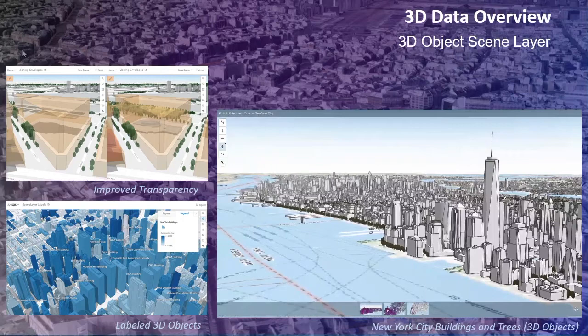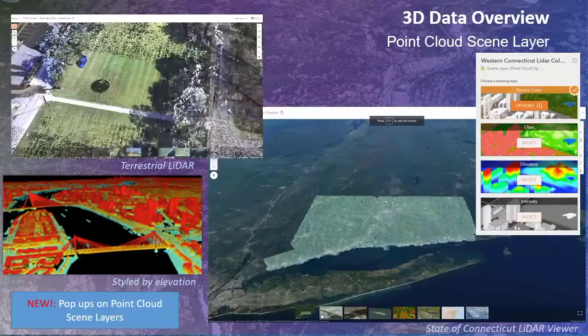Labels for 3D objects is relatively new, as well as different kinds of visualization styles. We have also recently improved transparencies, where you can see, we call it order independent transparency, where there's transparent objects behind other transparent objects, and you can see those things.